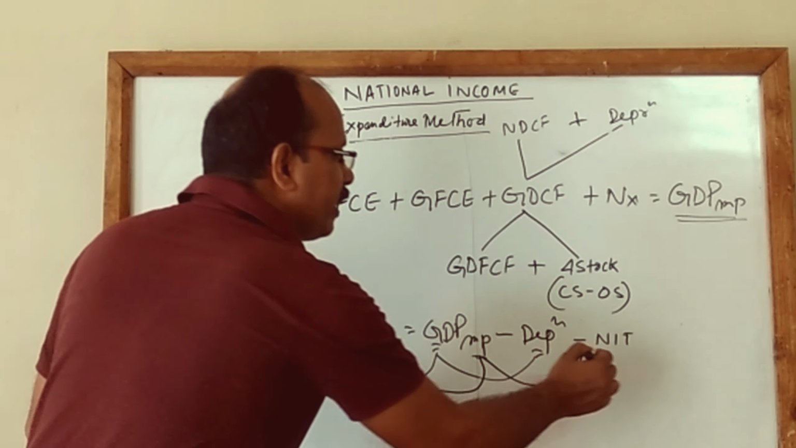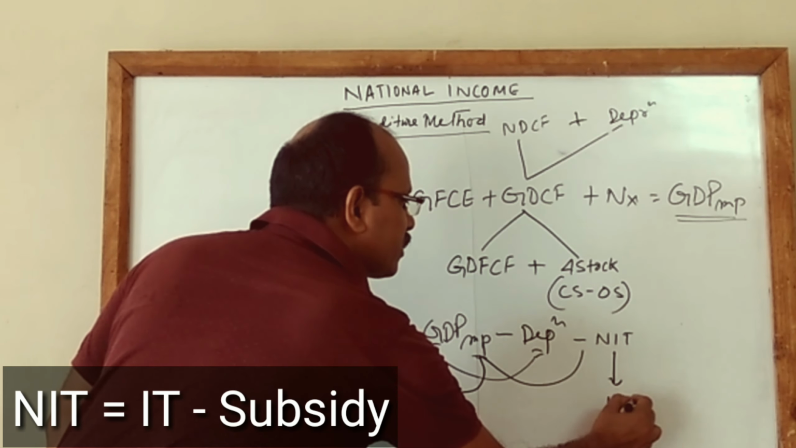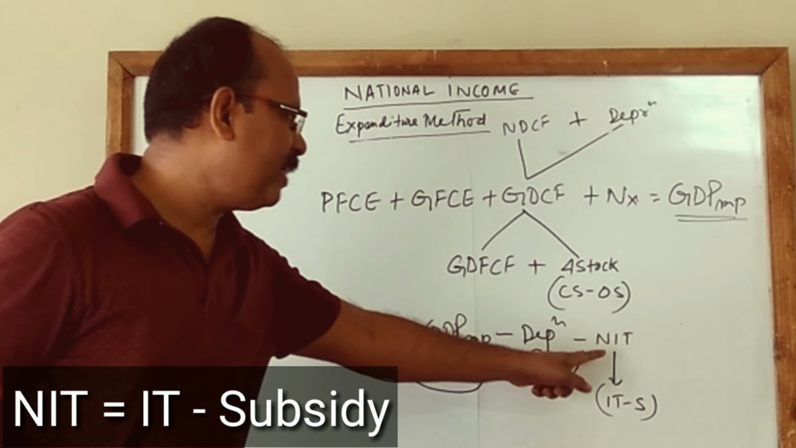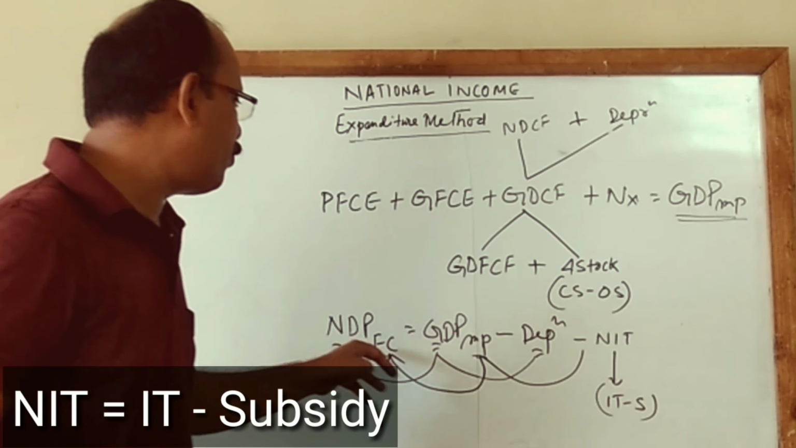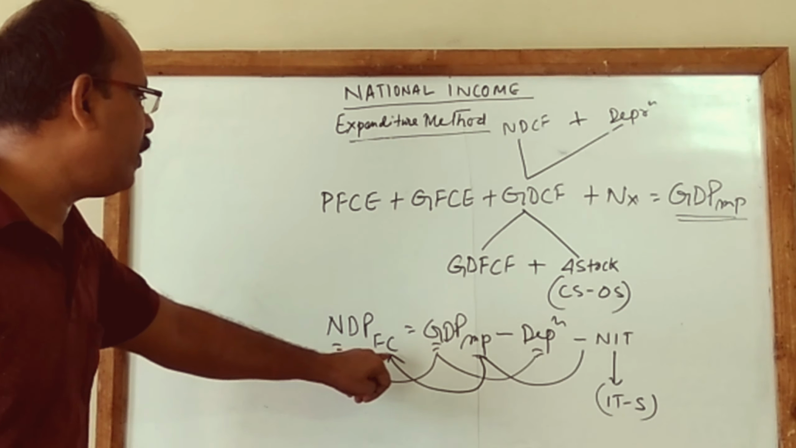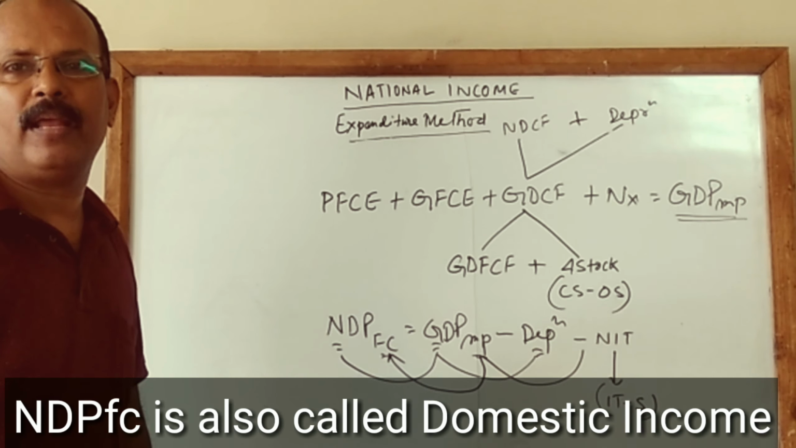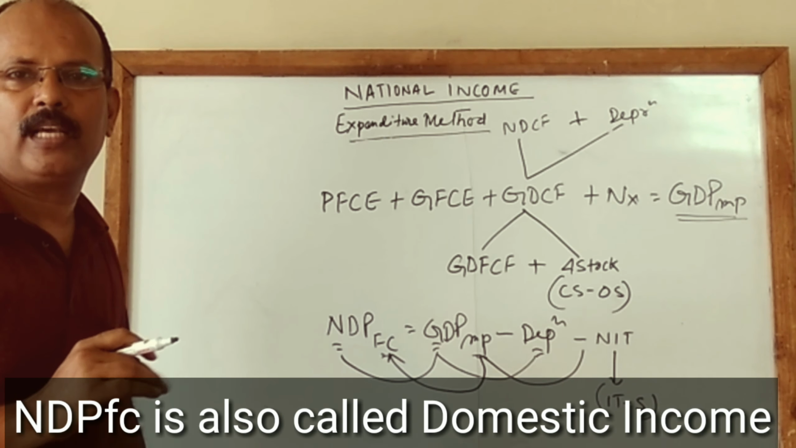tax. And how do we get net indirect tax? This one is found as indirect tax minus subsidy. We find NIT by deducting IT minus S, that is indirect tax minus subsidy. So if we do this, we are getting NDP-FC, net domestic product at factor cost. As I already have mentioned, NDP-FC is nothing but our domestic income.